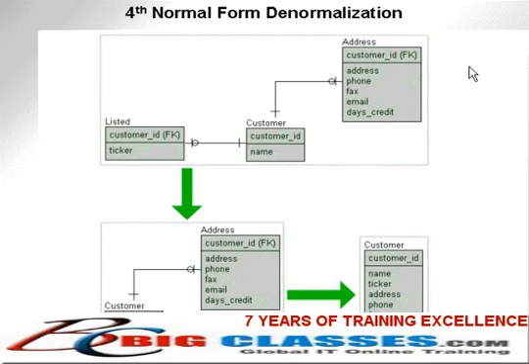Fourth normal form denormalization. My key indicator here would be one-to-one joins. This is a one-to-one join, so is this. What I've done is I've denormalized one of the one-to-one joins, namely the listed entity, and then I've denormalized the address one-to-one join. Everything ends up in the customer table. Why would you want to do this? Because the SQL statement here would look at 3 tables, and in this case it would look at 1 table.